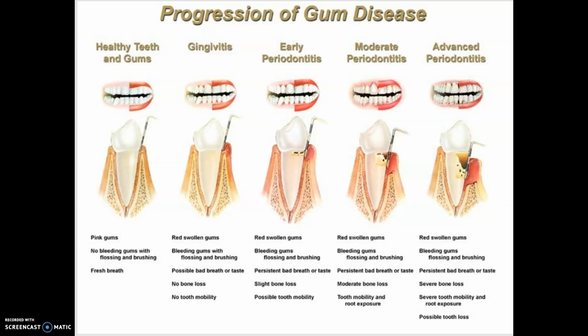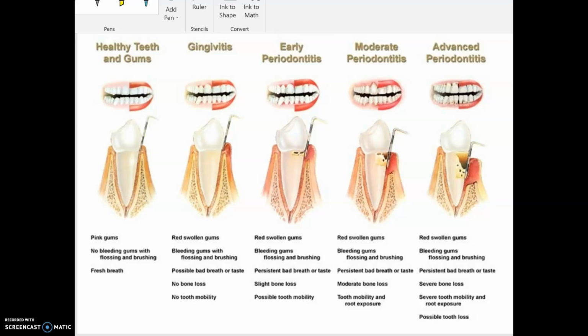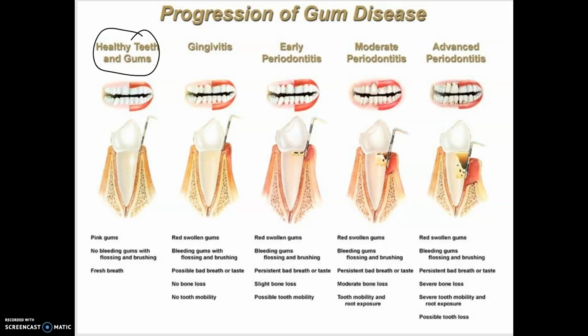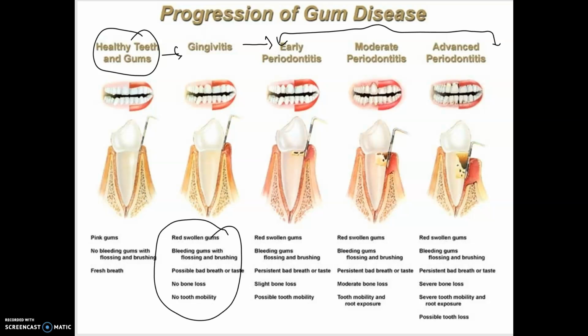This is a great figure here showing the progression of gum disease. So we start over here with healthy teeth and gums, and we move into gingivitis, and then all of these different stages of periodontitis. Down here you'll get a list of the symptoms. If we look down here, and in these figures here, it'll show you what's actually occurring to the tooth and the periodontium as we get into these different stages of disease. So this is a good figure for you guys to have your head wrapped around, so you understand the progression of this disease and how it relates to microbial activity.